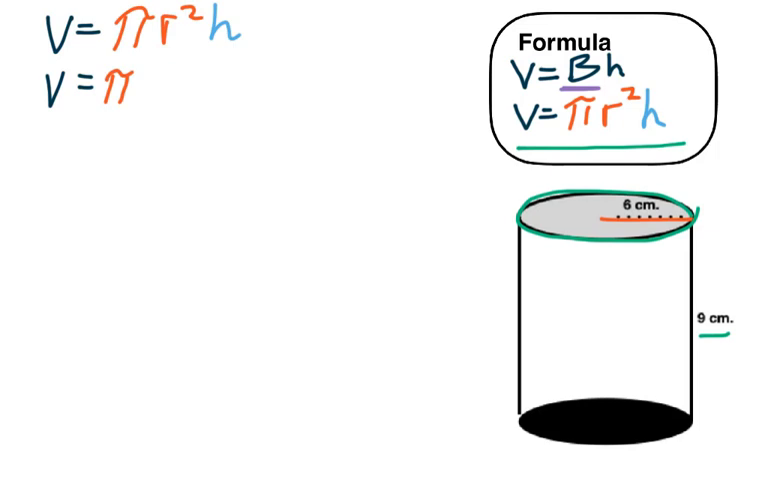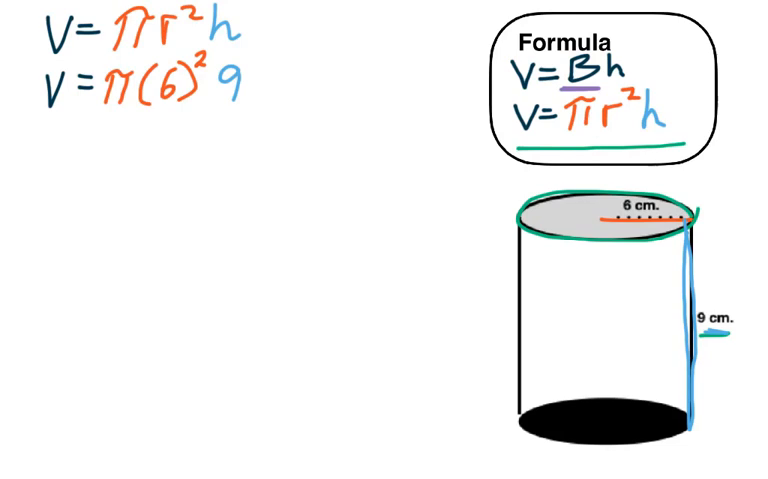And it's 6, all right? So I'm going to put 6 squared. And then what is the height in blue? Well, the height of this cylinder is 9. We got 9 right over here, so I'm just going to put a 9 right there. All right. So when we solve this, we basically want to square our radius, and then we can see what we need to do from there.